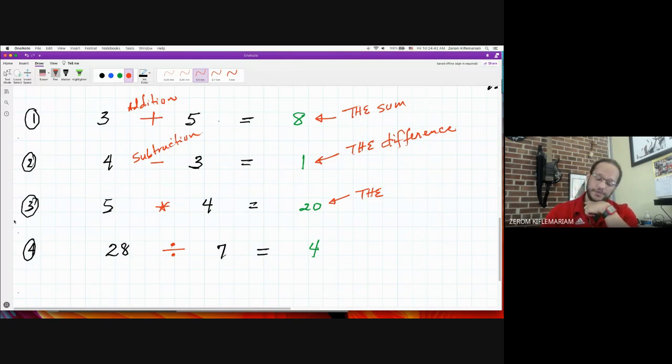And number three, the process is called multiplication. And the answer is called what? The product. Gotcha. And then the process for number 4 is what? Division. If I divide two values, what do I get? The quotient.